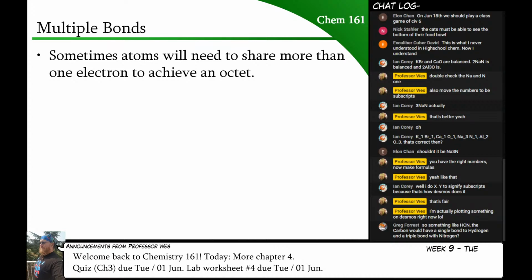For something like HCN, yeah, you would have exactly that. In fact, I think I make you draw HCN later. But you'd have a single bond to hydrogen and a triple bond to nitrogen. But yeah, that's exactly right.